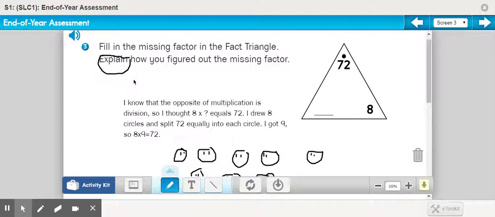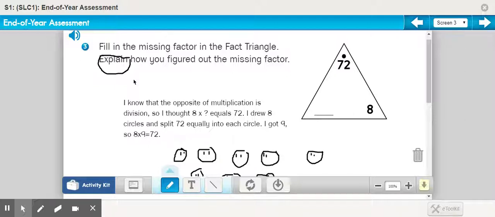I do ask that you avoid answers like, I figured this out because I know it. Well, how do you know it? So yes, you have it memorized, but give me either an equation, give me a multiplication or division strategy. I love that you have your facts memorized, but I also want you to be able to explain a way to solve multiplication and division.